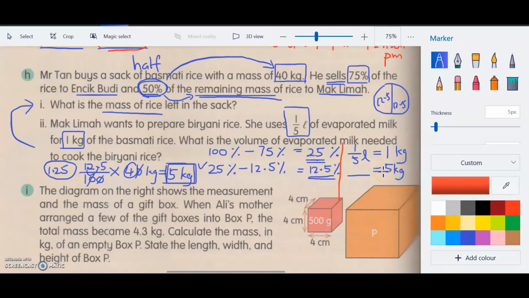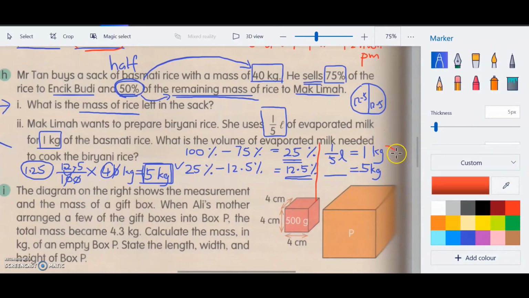Right? So again, this one is easier for us to find the relationship. So from 1 until 5, it becomes bigger, we have to times. Times what? 1 times 5 is 5. So left side also times 5. So 1/5 times 5. This one cross out. Answer is 1 liter. So 1 liter of milk is needed for 5 kilogram of rice.